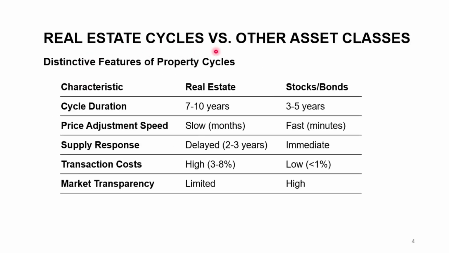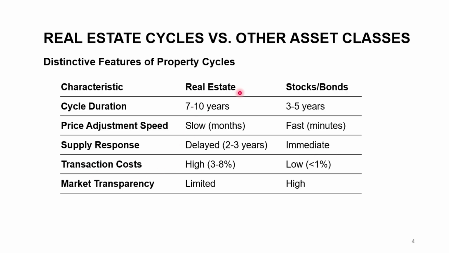Then we have real estate cycles versus other asset classes. This table is telling us how they are different. Real estate cycle duration will be 7 to 10 years. Stocks, it will be 3 to 5 years. Price adjustment speed in real estate will be slow, while in stocks and bonds it can be very fast. Then supply response in real estate can be delayed, 2 to 3 years, and in stocks and bonds it can be immediate.